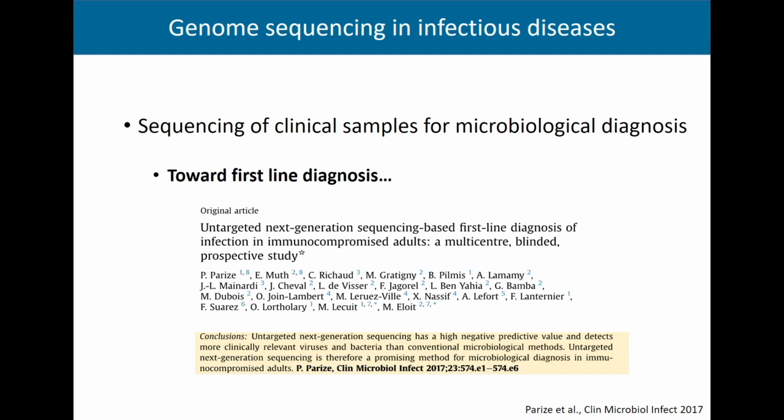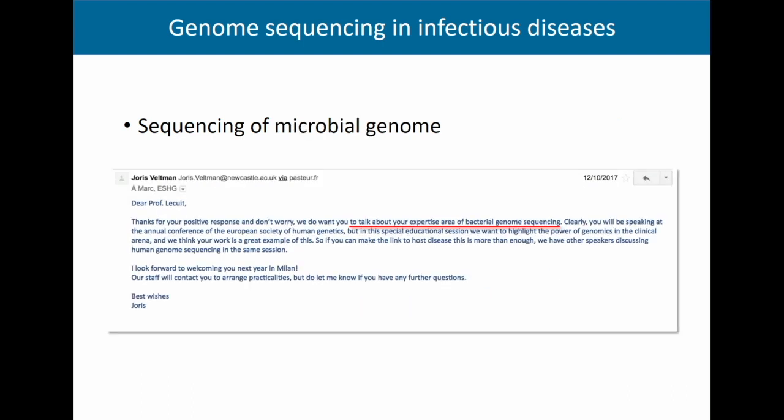And just with the conclusion, we found that not only does next-generation sequencing have a high negative predictive value, so it helps to rule out infection, but it is also at least as efficient in identifying clinically relevant viruses and bacteria as conventional microbiological methods. So, economically speaking, we are not there, but there is certainly room for the translation of next-generation sequencing into first-line diagnosis in infectious disease.